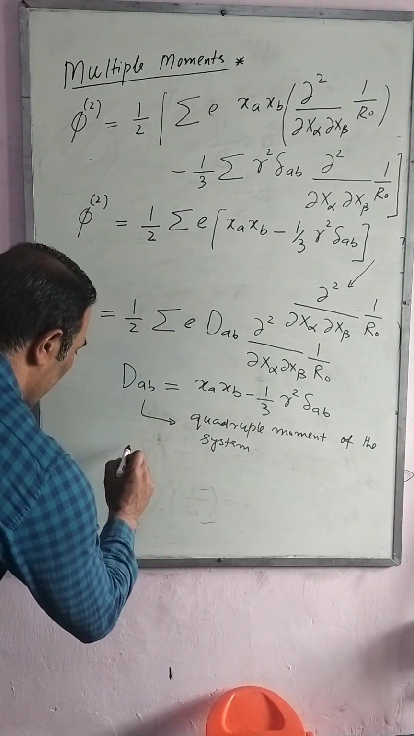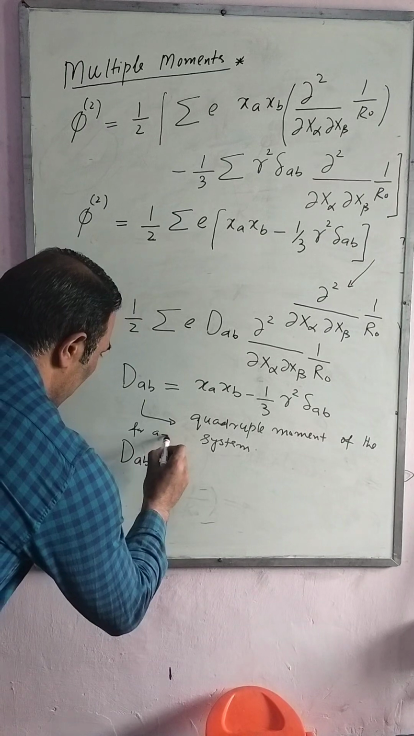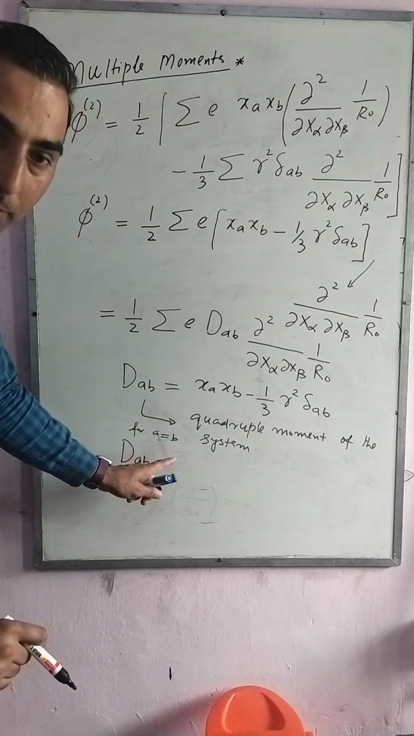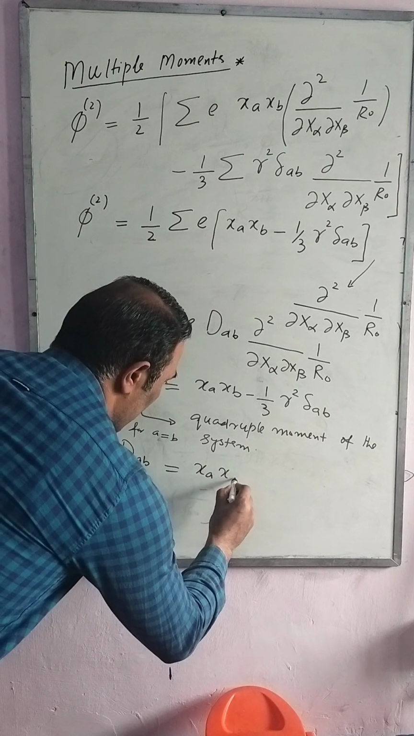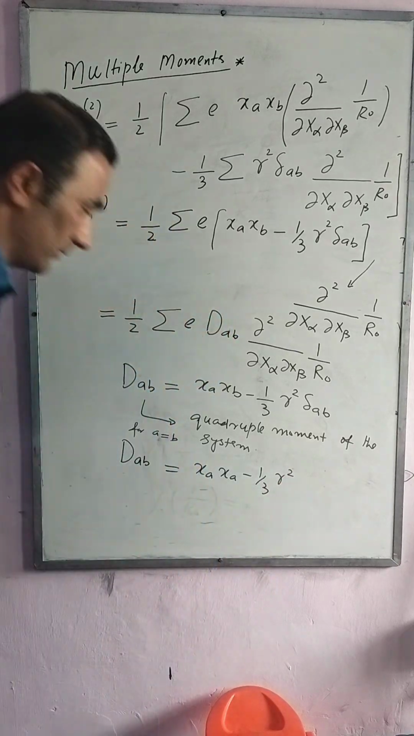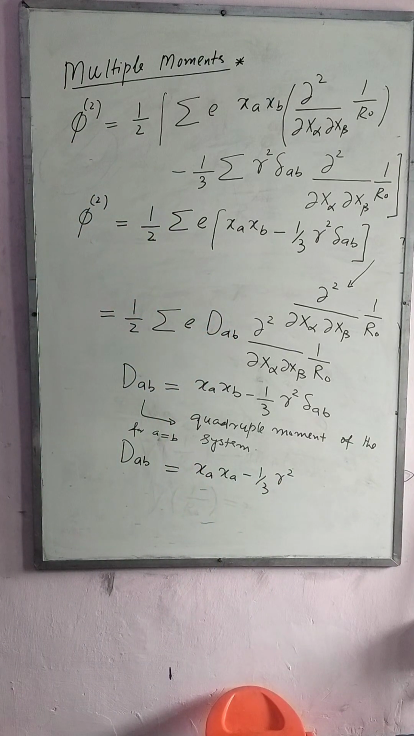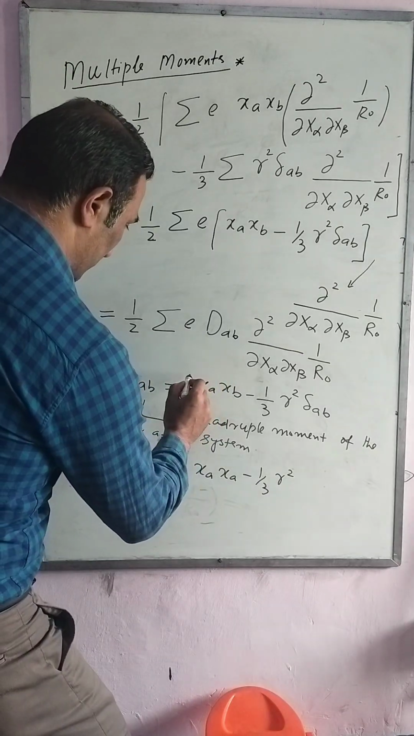So that means if you write now D of AB for A equal to B, right? So if we write AB, that means this will be equal to x_A into x_A minus 1 by 3 r squared, right? And there is, sorry, there is that D of AB, this is our D of AB.